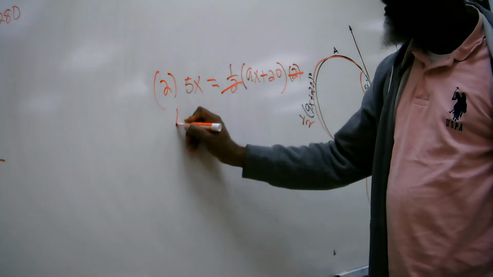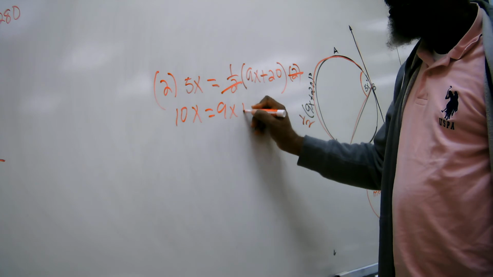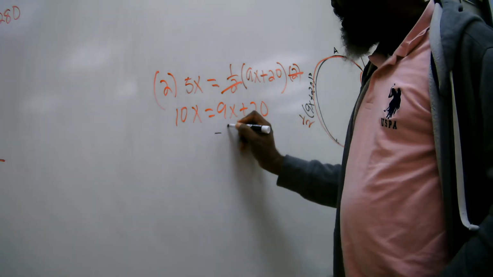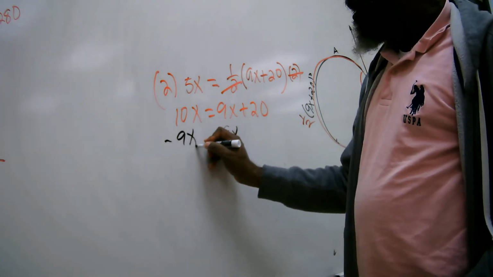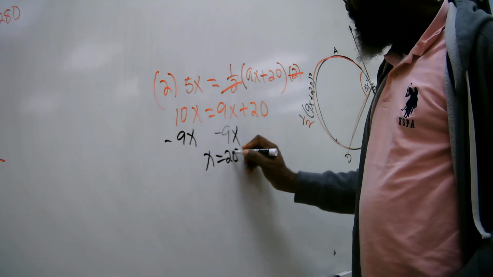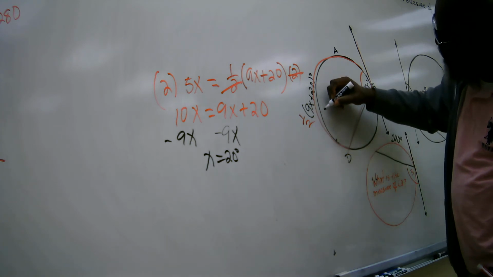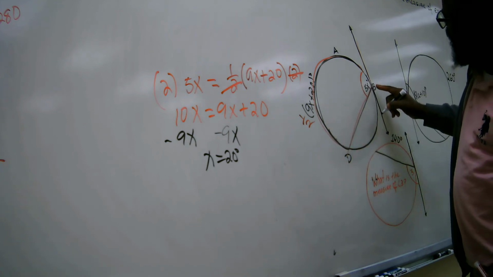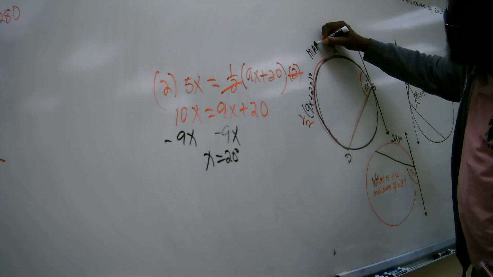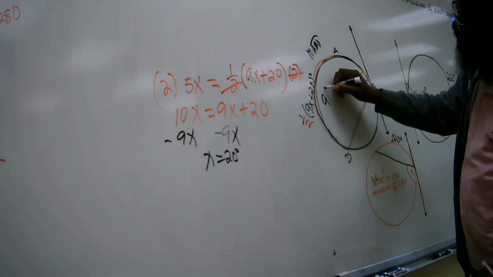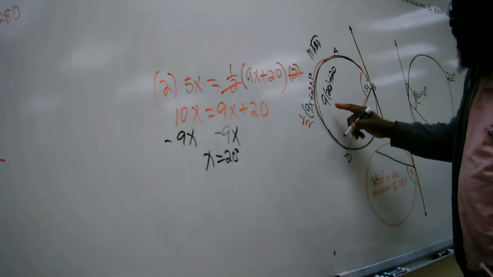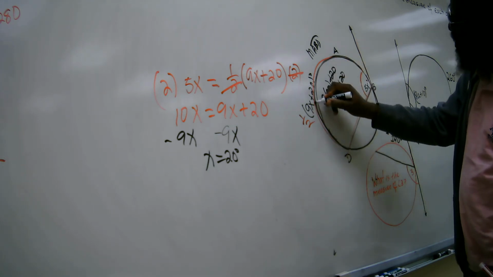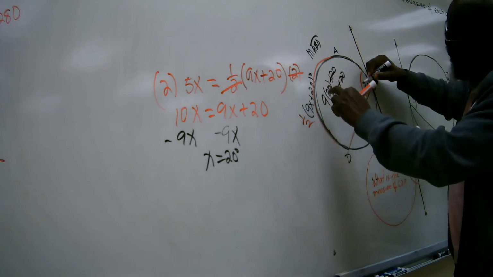This will be cancelled. Then I will have 10x is equal to 9x plus 20. Now it will be extremely easy to solve for x. In order to solve for x, I will have to subtract 9x from each side. Then I will have x is equal to 20 degrees. X is 20 degrees. Now I can come and find this angle, sorry, this arc, which is ABD. It is 9 times 20 plus 20. 9 times 20 is 180, plus 20 is 200. This is telling you this arc is 200. When this arc is 200, half of 200 will give you 100.